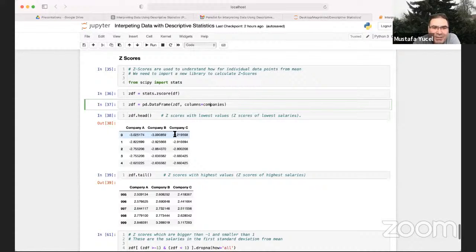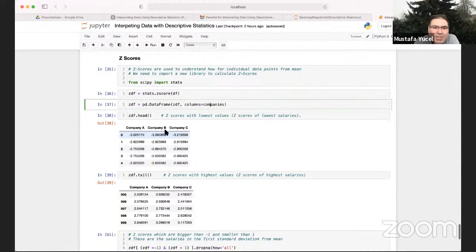Okay, that means if it is out of minus 3, it's really an extreme value. Even if close to minus 3, these are really extreme values. You see, these are the smallest salaries, and their z-scores are really around minus 3, minus 2.8, minus 2.75, minus 2.88.